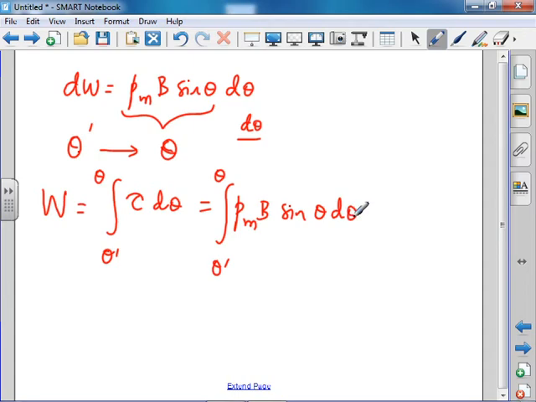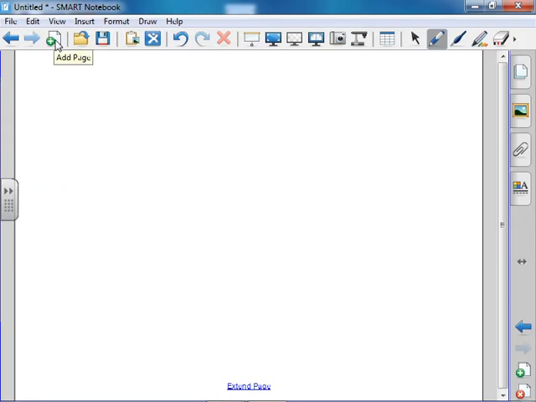In electrostatics we write p E sin theta. The only difference is that here we call the magnetic dipole moment PM and represent the magnetic field as B. That is the only difference between electrostatics and magnetism. Now PM and B are all constants, so take them outside. You have to integrate sin theta d theta alone. If you integrate sin theta, you will get minus cos theta. That is the integration formula.